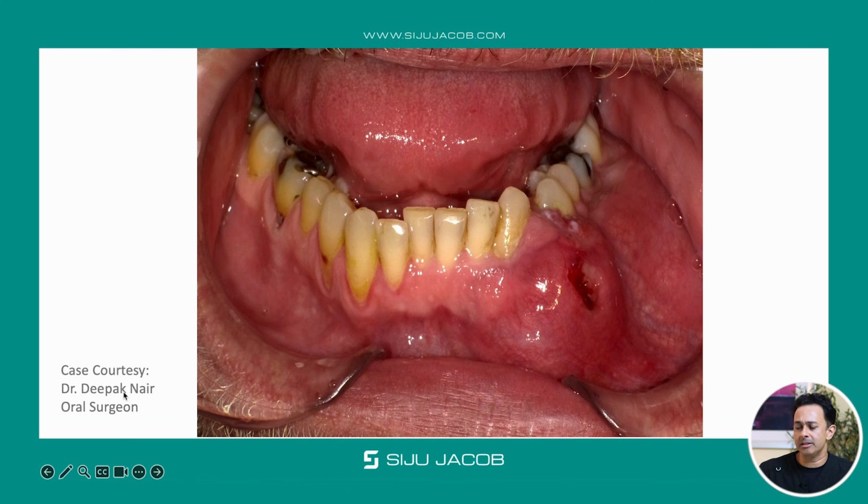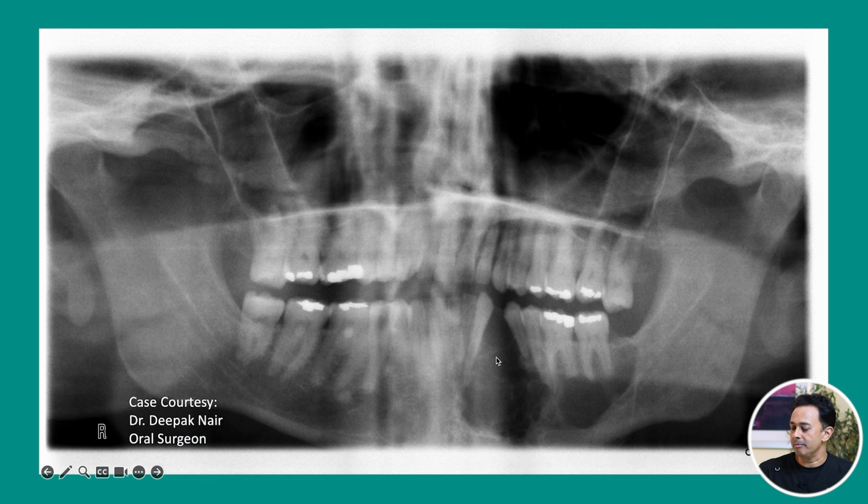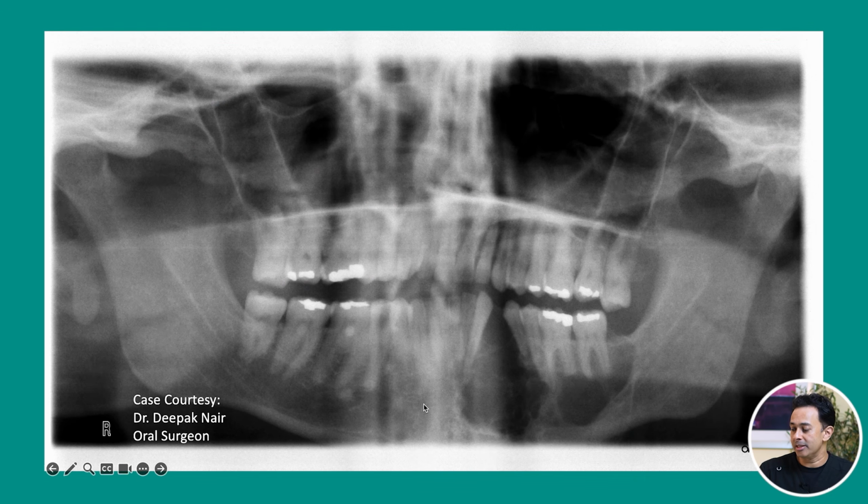Here's another case, courtesy Deepak Nair, who's a friend and classmate of mine, currently in the US. He had a case where the patient came with a large swelling on the left side of the mandible, and the OPG shows a very large diffuse lesion, which is again very uncommon. You don't see this in routine clinical practice, right? So the minute you see this, you ask for a biopsy, which is what Deepak did, and it turned out to be ameloblastoma in this case.